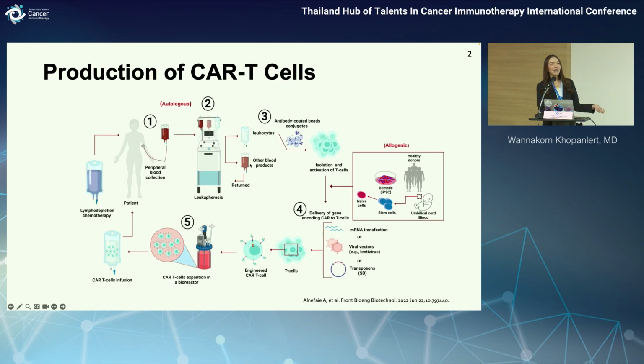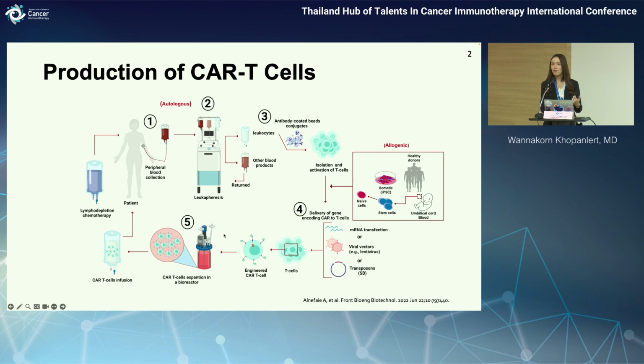So let's begin. This is a picture of the overview production of CAR T cells. You can see that we retrieved the blood from the patients. We isolated just the T cells, and then we engineer the T cells to express CAR. And after that, we reinfuse the CAR T cells in order to treat the patients, especially the hematologic malignancies, and the novel target right now is the solid malignancies.